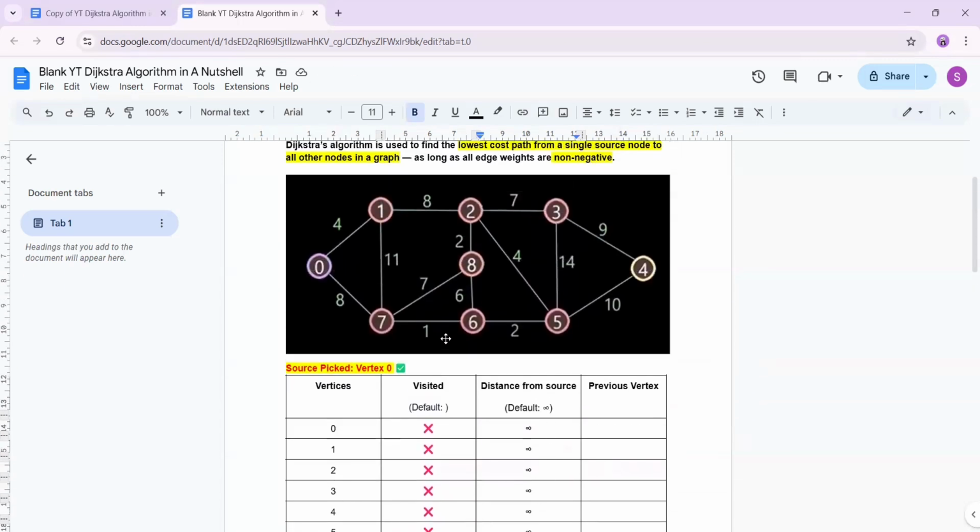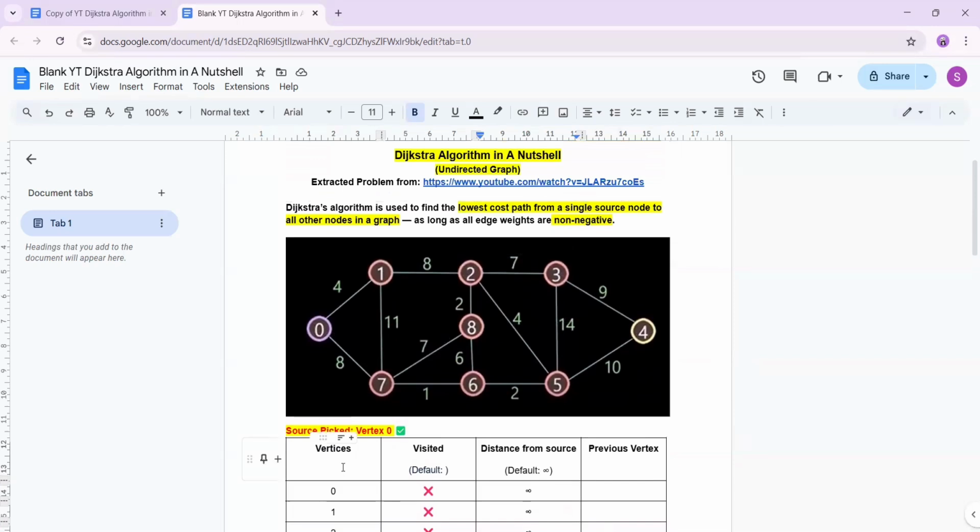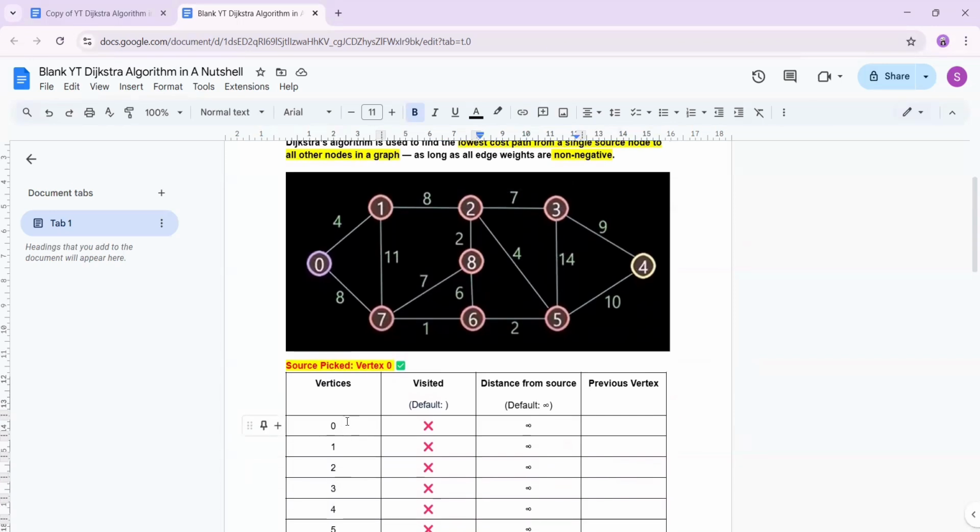Okay, so first, vertex 0. When we are at vertex 0, our distance from ourselves is 0. So the only option among the unvisited with the smallest distance is ourselves, so we will mark that as visited.